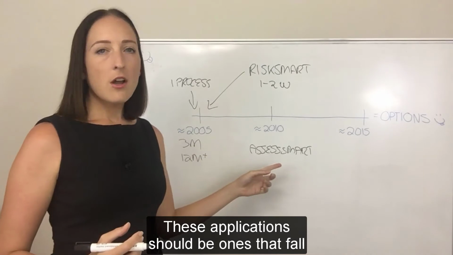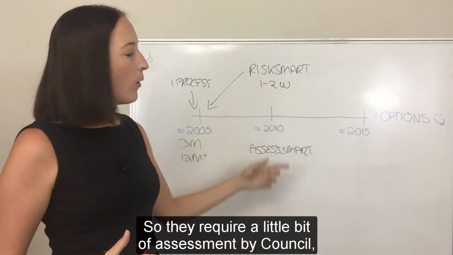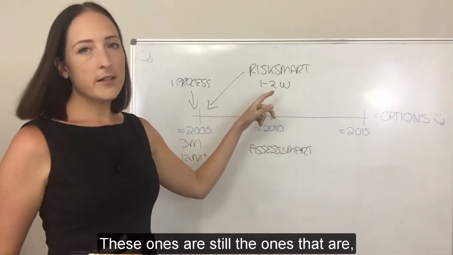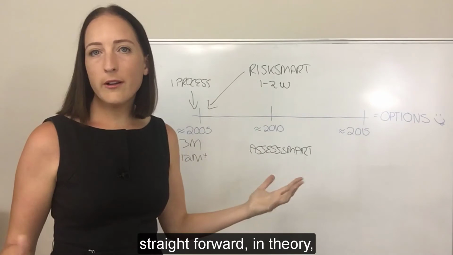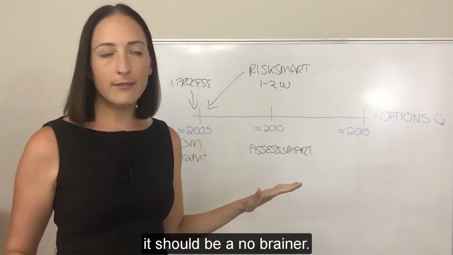These applications should be ones that fall just outside the criteria for RiskSMART. So they require a little bit of assessment by council, but nothing too crazy. These ones are still the ones that are straightforward. In theory, council shouldn't have to assess those ones. It should be a no-brainer.